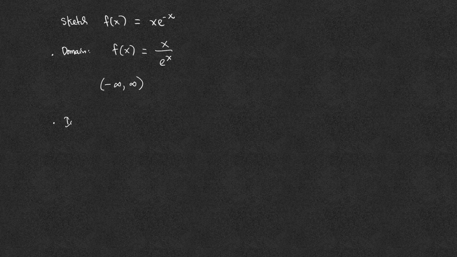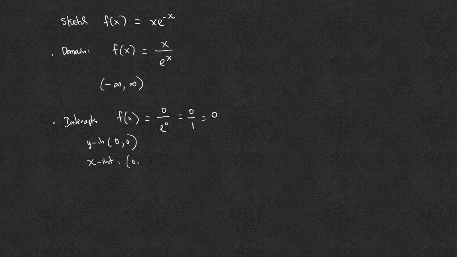Next, we find any intercept. To find the y-intercept, we just simply evaluate this function at x equals 0. 0 over e to the 0 is 0 over 1, which is 0. So the y-intercept is (0, 0). It is also the x-intercept because it crosses the x-axis at x equals 0. Alternatively, we can set the whole function x over e to the x equals 0 to find the x-intercept, and we see that this only occurs when x equals 0.